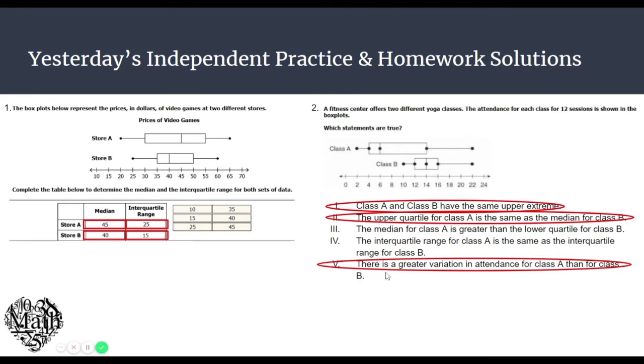And then the last one, there is a greater variation in attendance for Class A than for Class B. When a box and whisker plot shows a data set with greater variation, the box and whisker plot is going to be longer. All right, so Class A does have a greater variation than Class B.